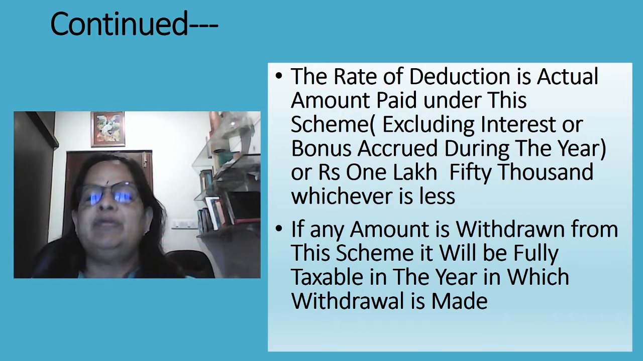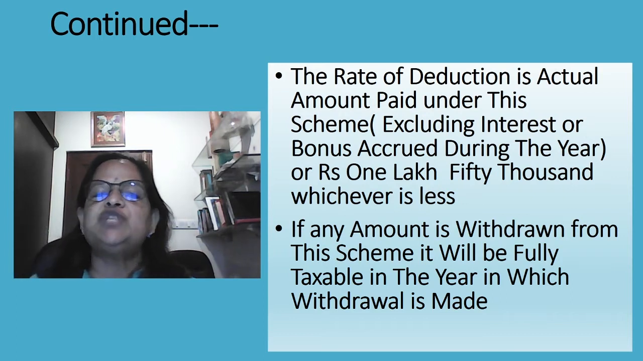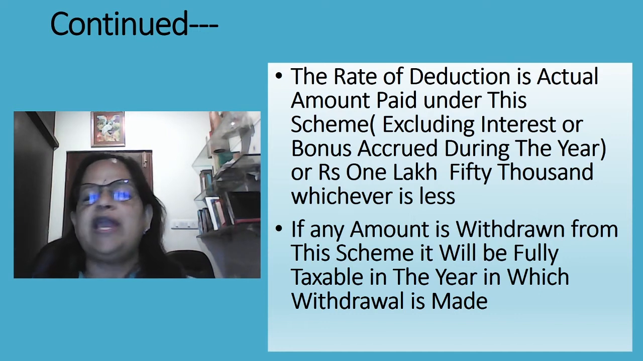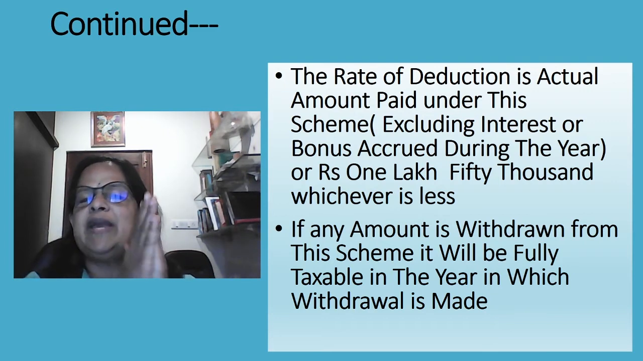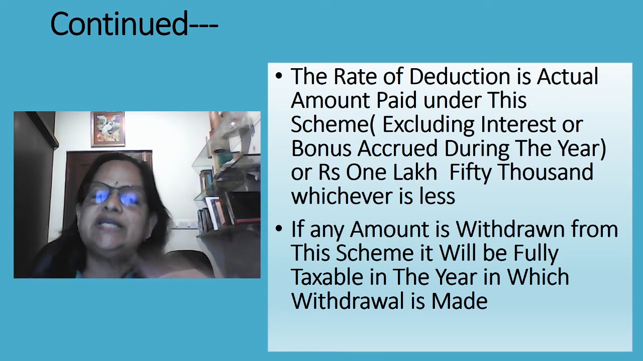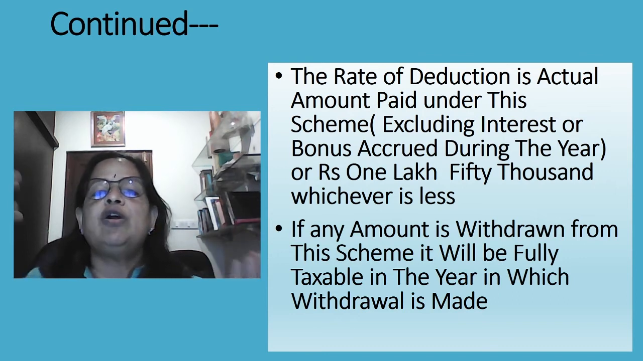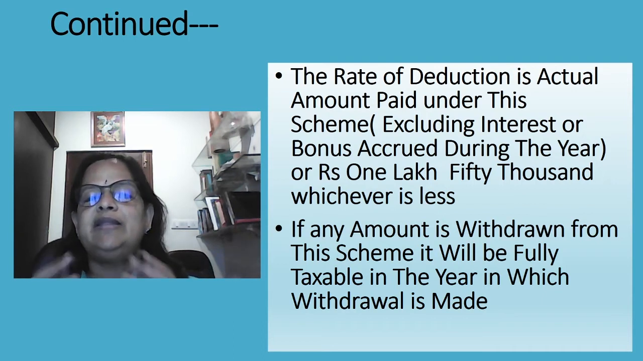That is very important. Now, the deduction is the actual amount paid under the scheme, excluding interest or bonus accrued during the year. Because you know that with LIC, interest and bonus will always be accrued and accumulated, and at maturity you will get the full amount, or rupees 1,50,000, whichever is less. For example, if I have contributed 1 lakh, my comparison is between 1 lakh and 1,50,000, whichever is less. So in this case, I will get only 1 lakh exemption. If I contribute 2 lakhs, the comparison is between 2 lakhs and 1,50,000.